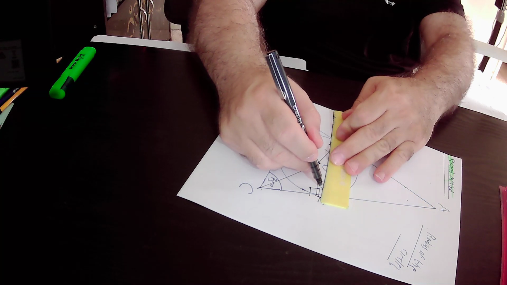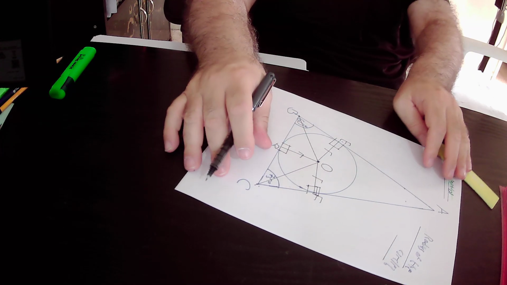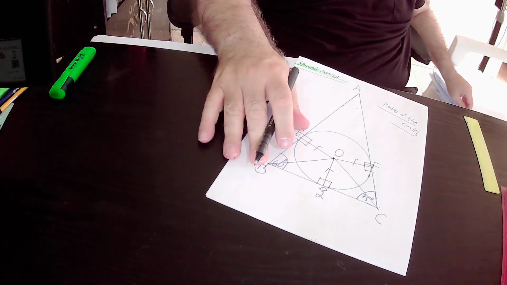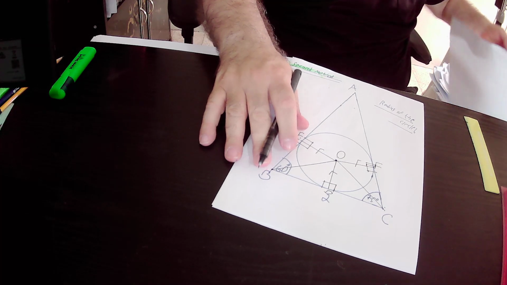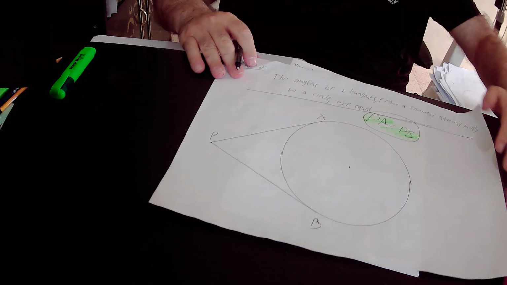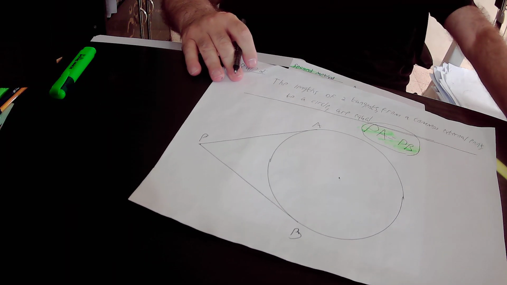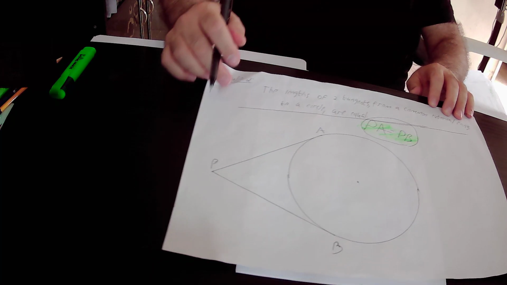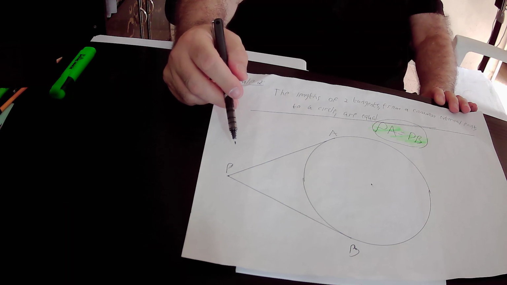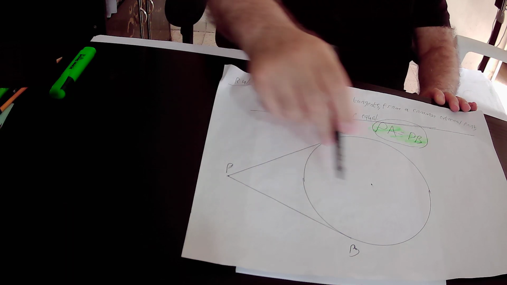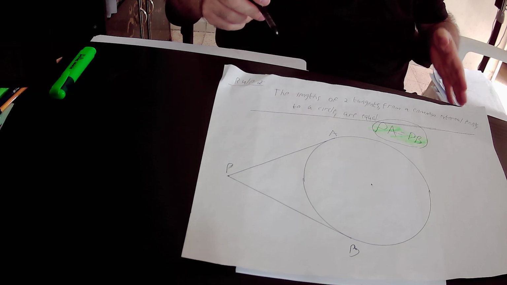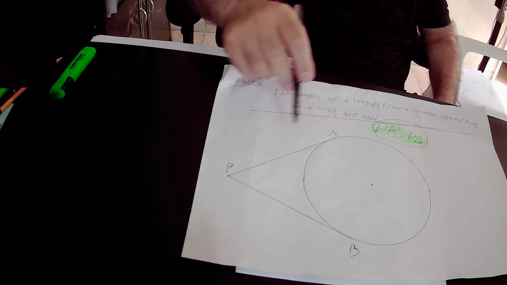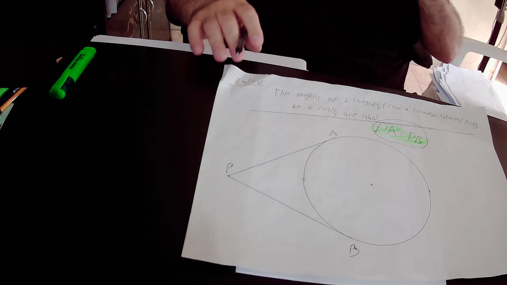So here I present to you also rule number 2. According to rule number 2, the lengths of two tangents from a common external point to a circle are equal. From the common external point P, we have two tangents to this circle, tangent PA and tangent PB. And according to rule number 2, the lengths of those two tangents are equal to each other. That is to say, PA is equal to PB.